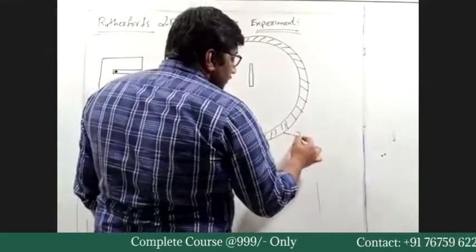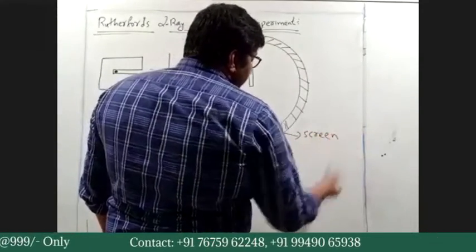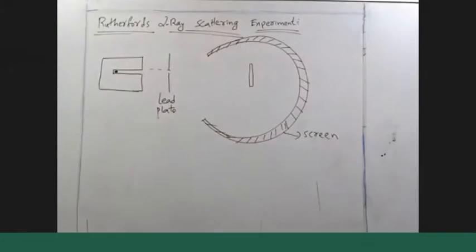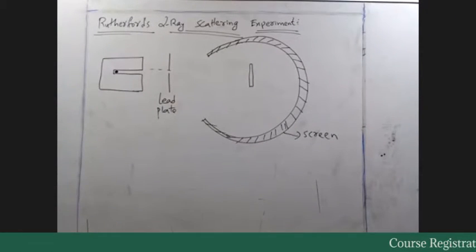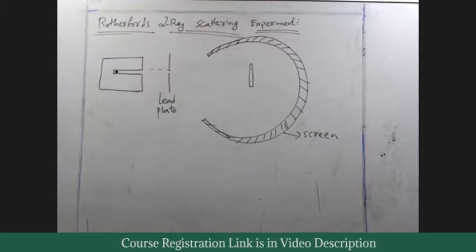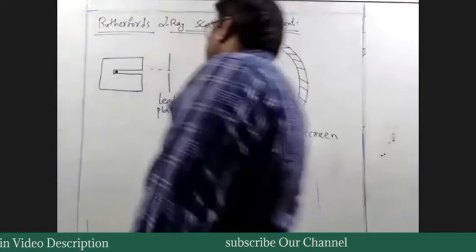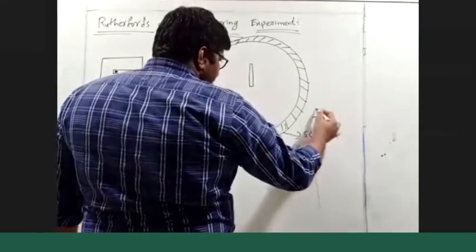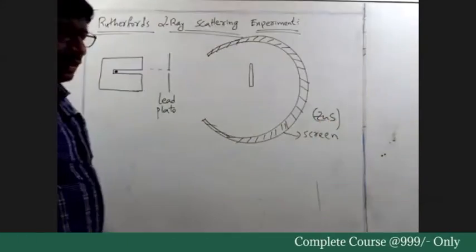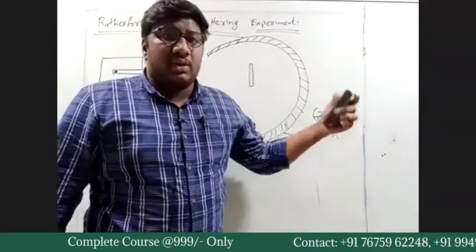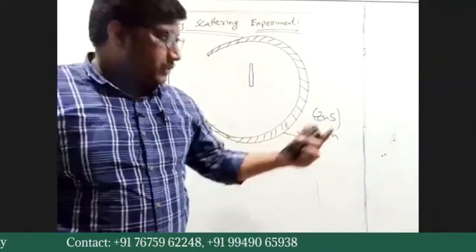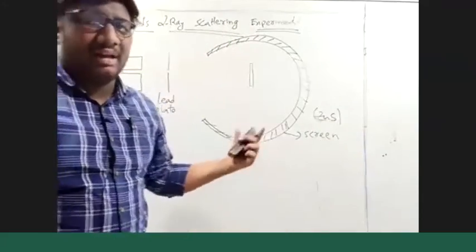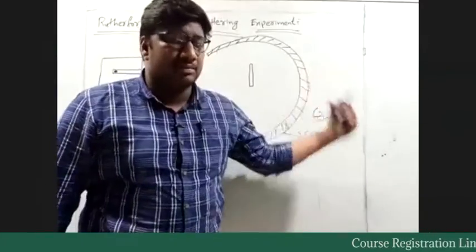Screen we can make of ZnS, zinc sulfide. As we have discussed in the cathode ray experiment, the screen can be made of many materials. Out of many materials, we preferably use ZnS, zinc sulfide. Why? Because from the cost point of view, it is cheap, and considering all the economic and chemical effects, we'll choose our screen.